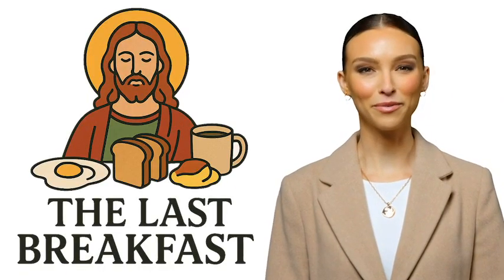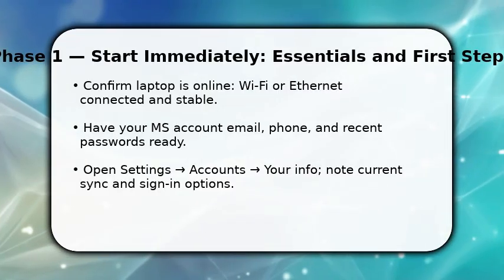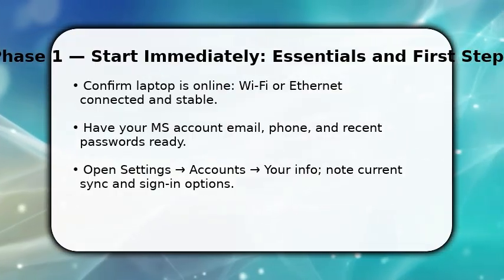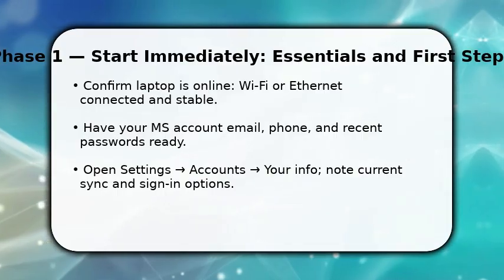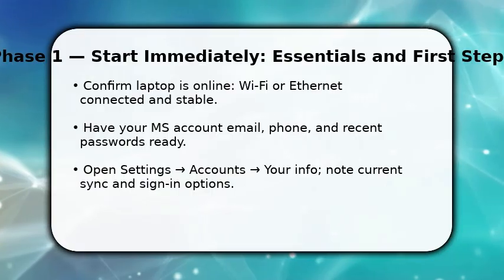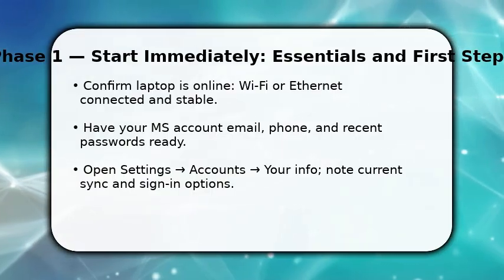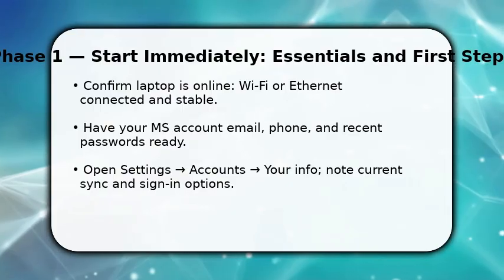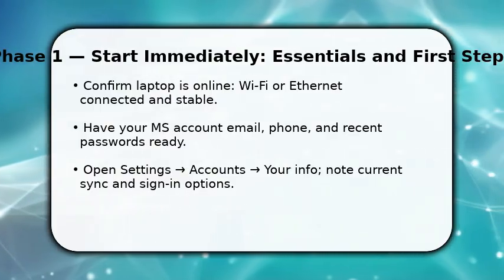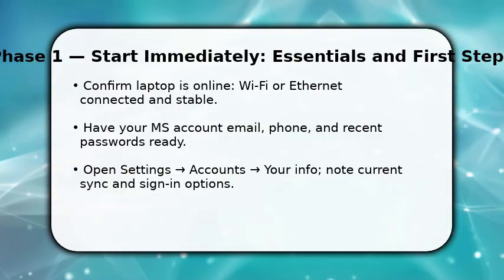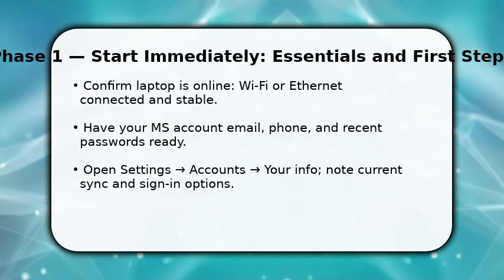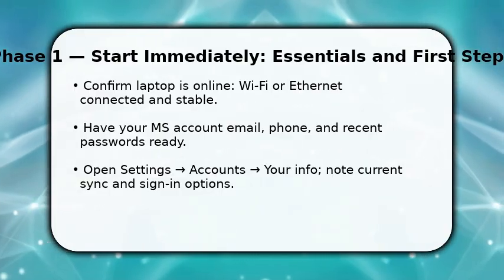Please enjoy the video. You start by ensuring connectivity and credentials so you can act immediately. Sign into Windows locally if needed, then open Settings, Accounts. Once there, check whether the account is listed as Microsoft or local and collect your recovery phone or email. If you can't sign in, use the sign-in options link to switch to a PIN or password. Do this now because having those items ready prevents delays during verification and resets.